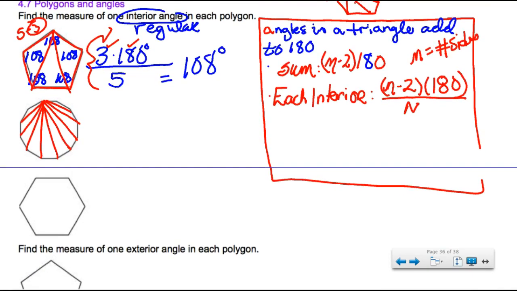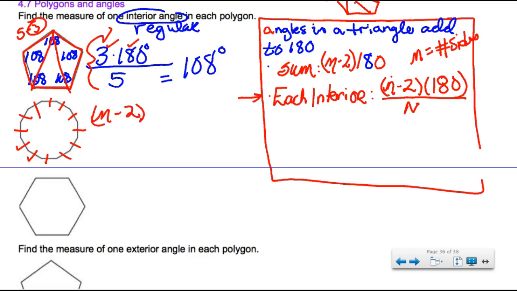All right, so let's go over here. It says find the measure of one interior angle. So what I'm going to do is count up the sides. 1, 2, 3, 4, 5, 6, 7, 8, 9, 10, 11, 12. I have a dodecagon. Each interior angle is going to be n minus 2 times 180 degrees. What that means is those triangles I made, there were 10 of them. I'm not going to go draw them again.